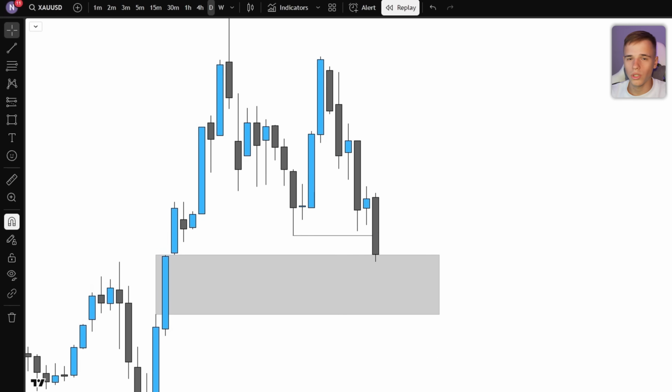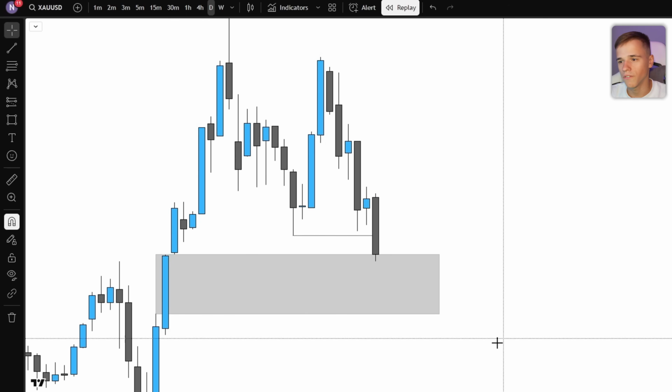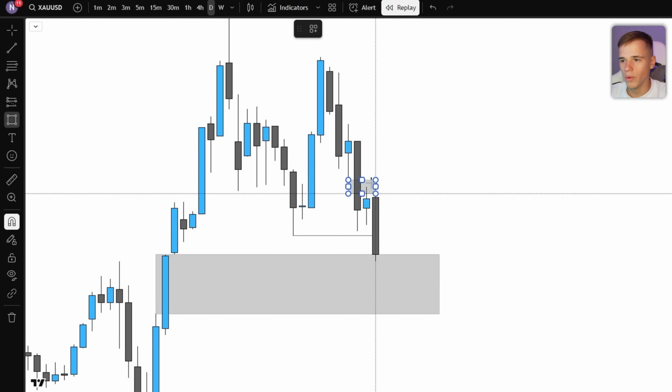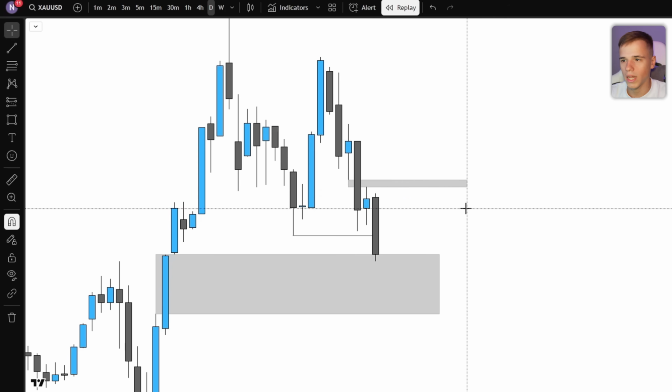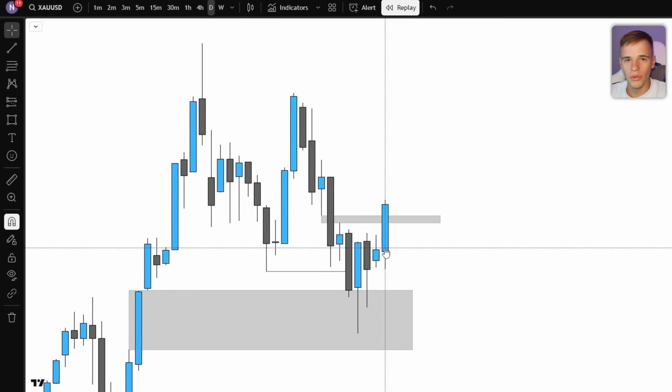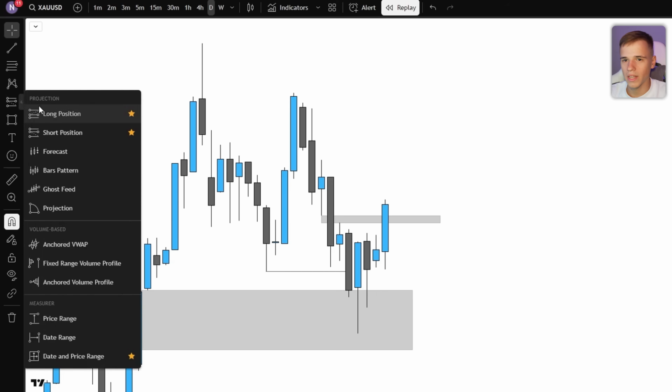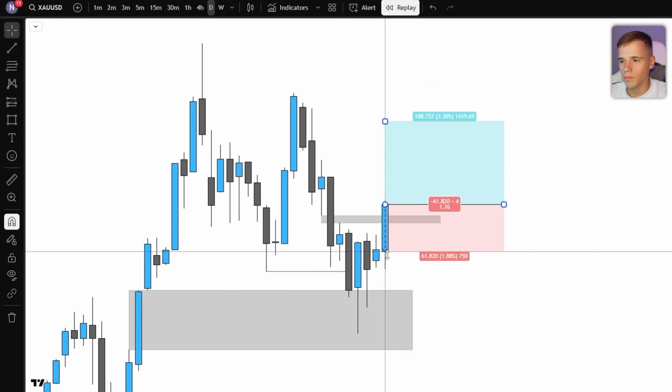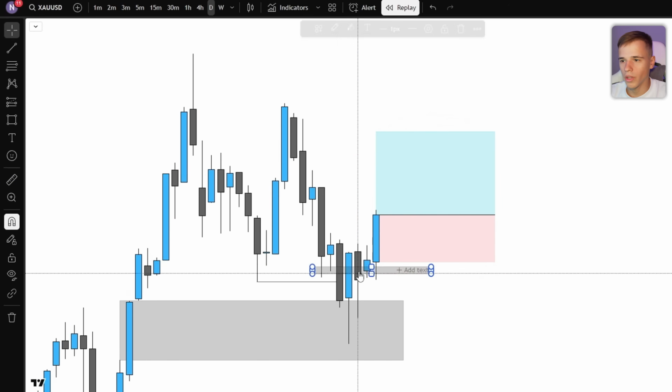So we are going to enter the trade off of the fair value gap that fails to hold the market. Let's say we have this fair value gap right here, the last fair value gap left while we were going to the downside, and the market rejects off of this fair value gap. This is a few days, so it's not going to be quick. We enter the long position like this and put our stop loss, let's say, below the body of this candle.